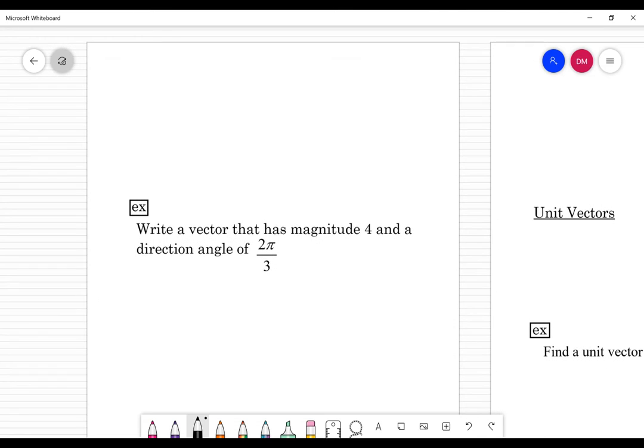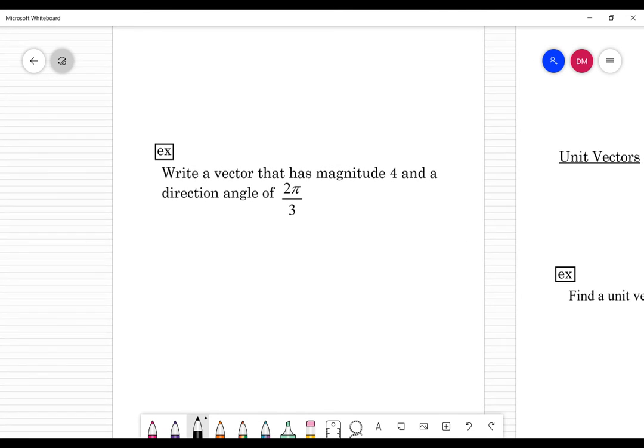So we're going to do a little practice here. We're going to write a vector that has a magnitude of 4 and a direction angle of 2 pi over 3. And I'm going to encourage you to pause the video and go ahead and write that down real quick, and write the vector in each form. Pause the video, write it in each form, and see what you come up with.